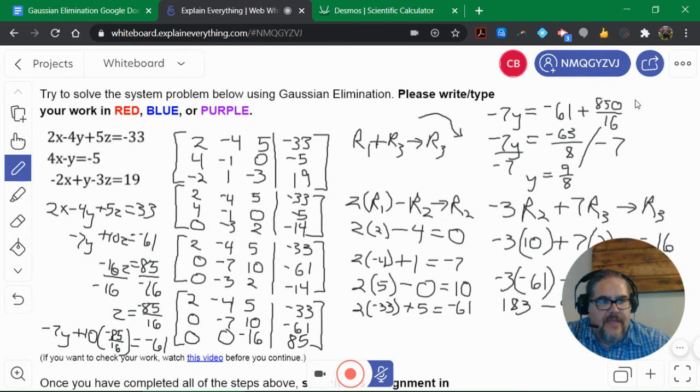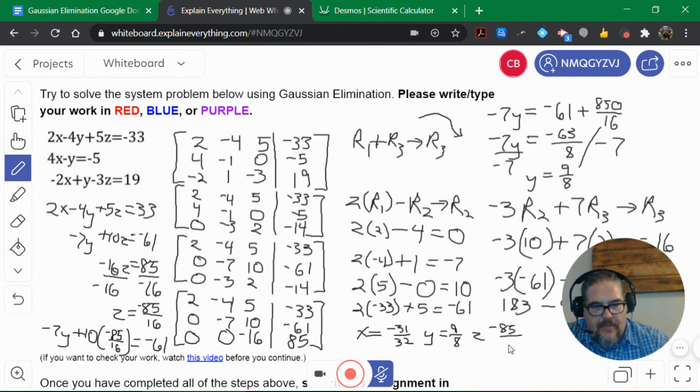And if you do that for your y and your z, let me write this out. What you get for your x is x equals negative 31 over 32. We got for y, y equals 9/8. And for z, we got negative 85/16.